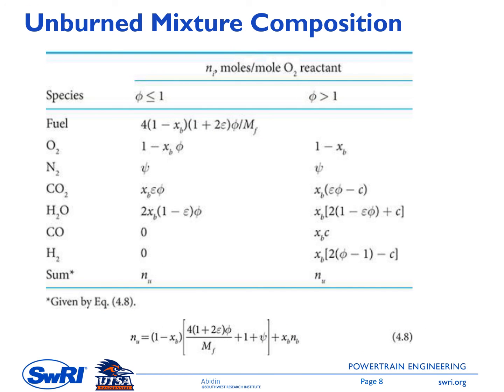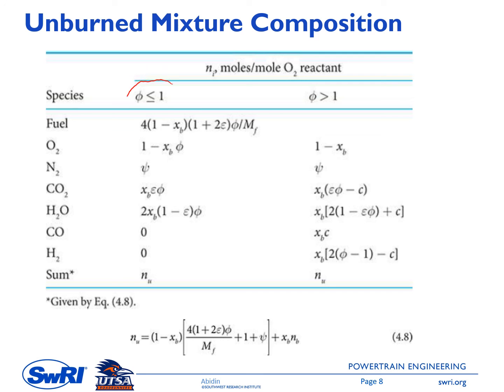How about the unburned mixture composition? The same procedure can be applied here to get the unburned mixture composition, and the result is shown in this table. The detailed calculation you can check in the reference book. Once again, here we have two columns for the formula of oxygen, nitrogen, and CO composition.